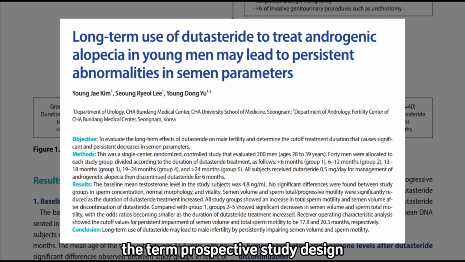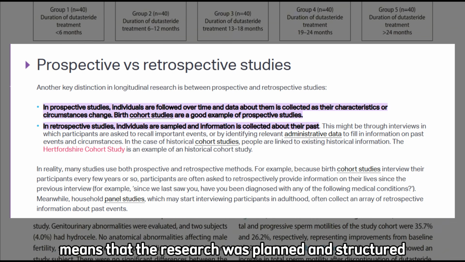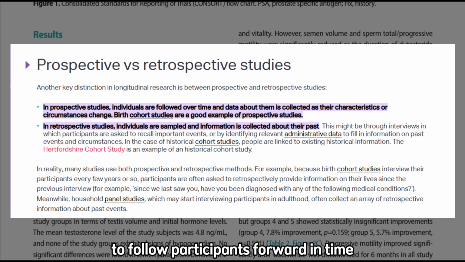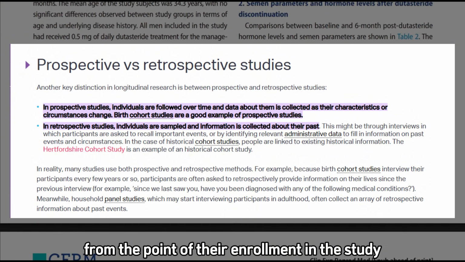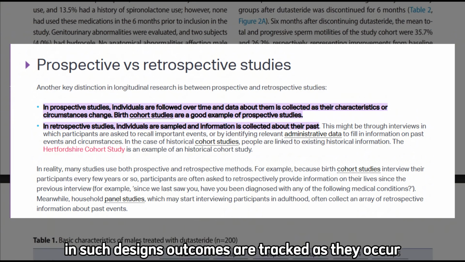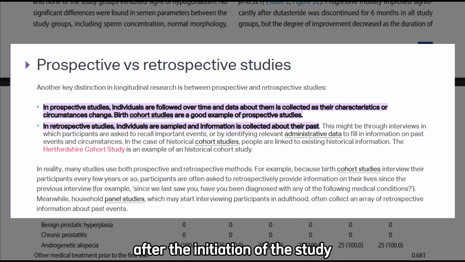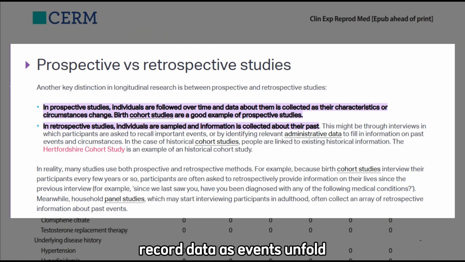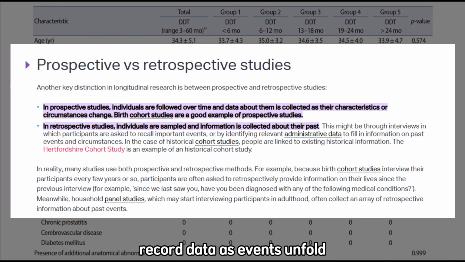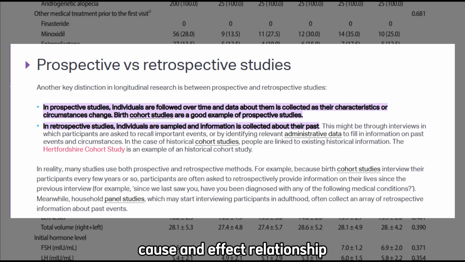The term prospective study design means that the research was planned and structured to follow participants forward in time from the point of their enrollment in the study. In such designs, outcomes are tracked as they occur after the initiation of the study, which allows researchers to directly observe and record data as events unfold, which can establish a clearer cause and effect relationship.